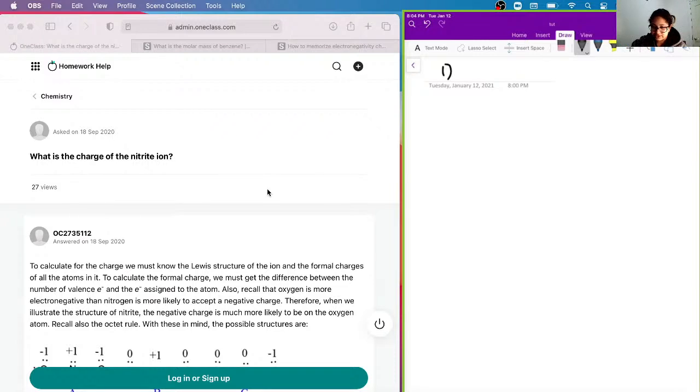So our first question here says, what is the charge of the nitrate ion? And as is stated here, to calculate the charge, we must know the Lewis structure of the ion and the formal charges of all the atoms in it. Basically, to calculate the formal charge, we need to know the difference between the number of valence electrons and the electrons assigned to the atom.